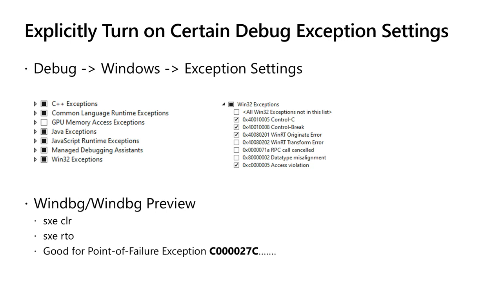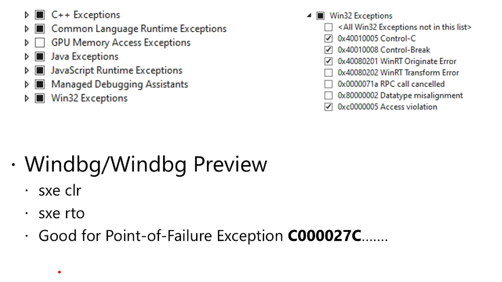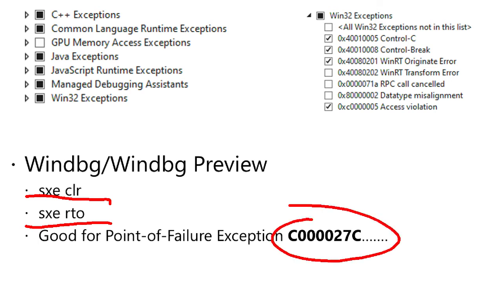The last part is the WinDbg Preview general commands. This is very powerful because some exceptions cannot be handled by Visual Studio. If you have lots of debugging reproduction scenarios, you will know that Visual Studio normally cannot handle everything. So we will use WinDbg. There are two very useful commands. Use this to enable all .NET exception handling, and use this to enable the Windows Runtime exception handling. Even for the most tough exception, 27C, it can also be handled by WinDbg easily.